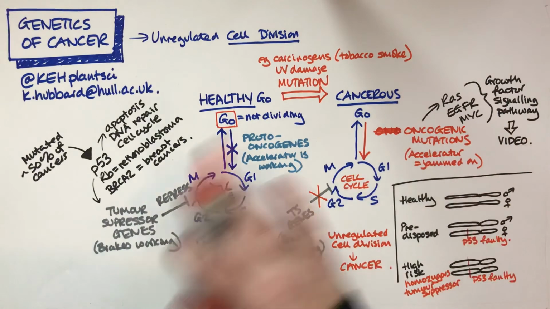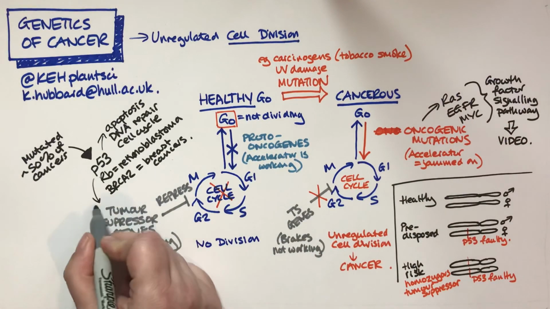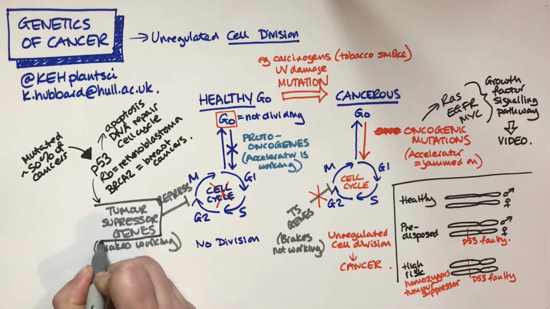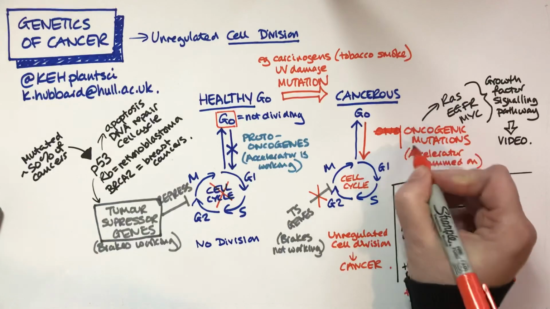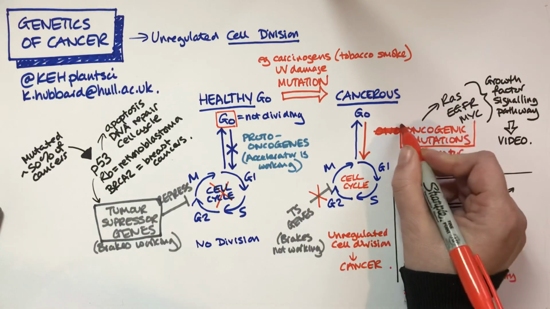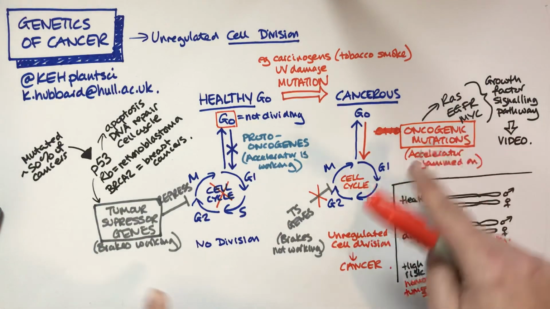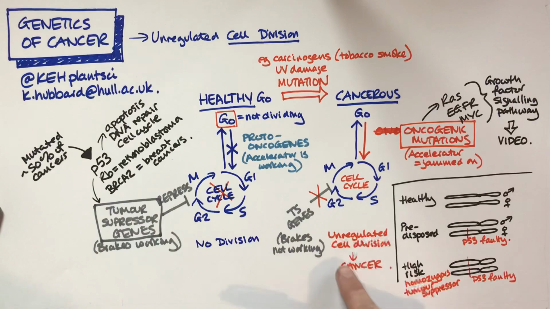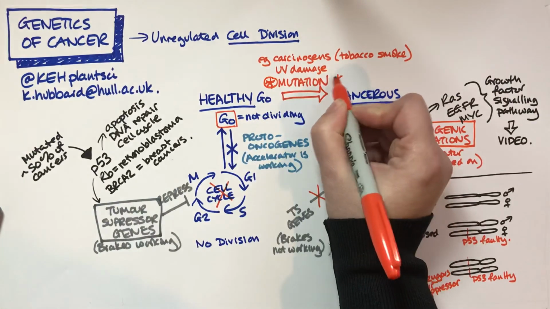But it's all about these two systems. We've got our tumour suppressor genes, which usually repress the cell cycle, and we've got our oncogenic mutations, which get us from G0 into G1. You have to have both of those systems not working properly in order to get cancer, and that is fundamentally accelerated by mutation.